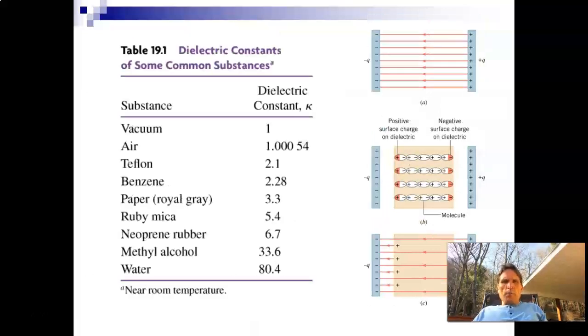And so let's look up what some materials are. Okay, vacuum, dielectric constant is 1, because if you put vacuum in, it's not going to change anything, so the field doesn't change. And you see that air is very close to vacuum. Now suppose you put Teflon and we fill the gap with Teflon. Well, that will decrease the electric field by a factor of 2.1, and then it goes up.